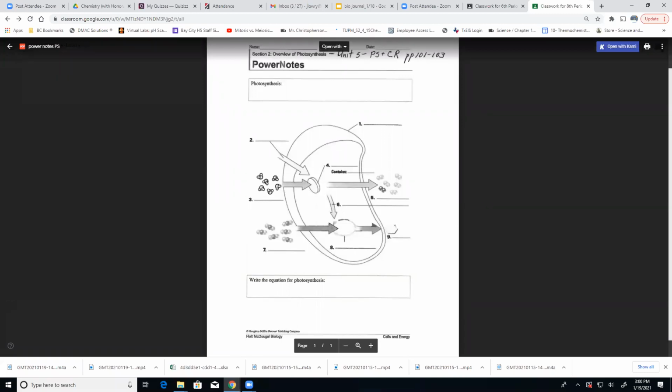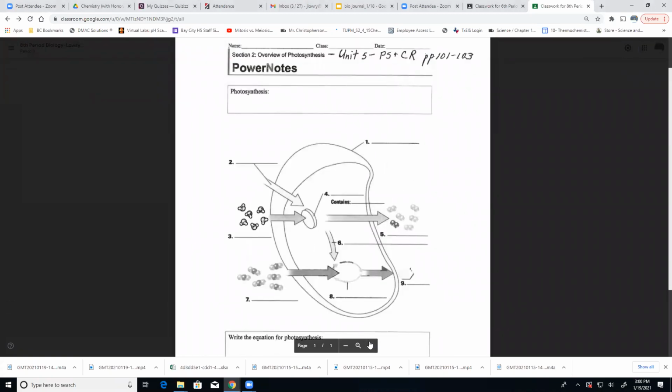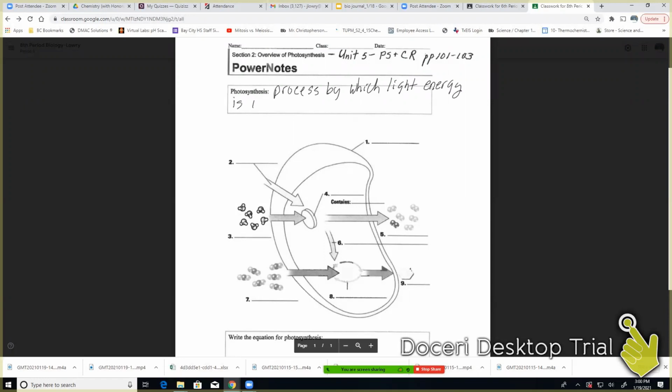All right, so if we look here at our power notes, make it a little bit bigger. We're going to start at the top with the definition of photosynthesis, which is the process by which light energy is used to make glucose that stores chemical energy.